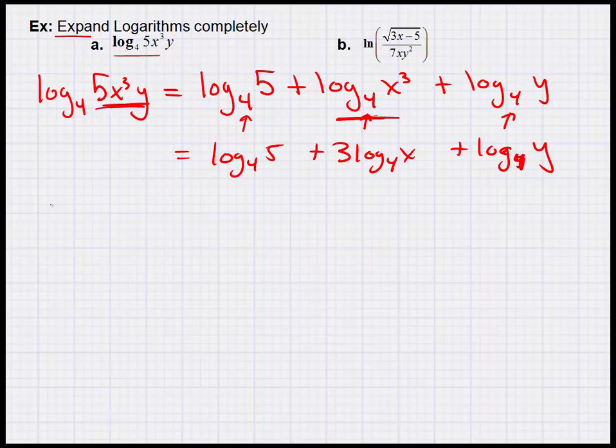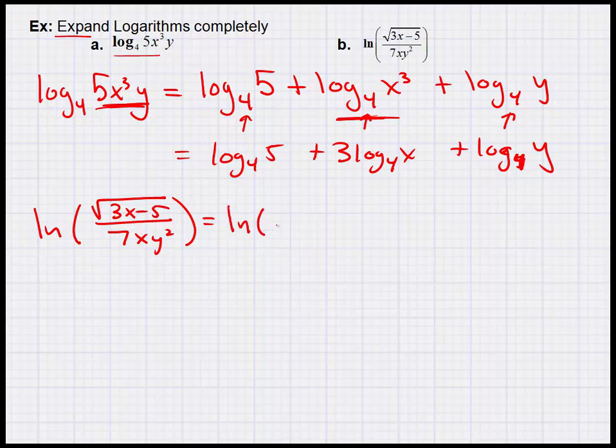If you look at b, b was the natural log of the square root of 3x minus 5 over 7xy squared. So first thing I'm going to do is take this division and turn it into subtraction. So I have the natural log of the square root of 3x minus 5, which we're going to write as a 1/2 power, minus the natural log of 7xy squared.